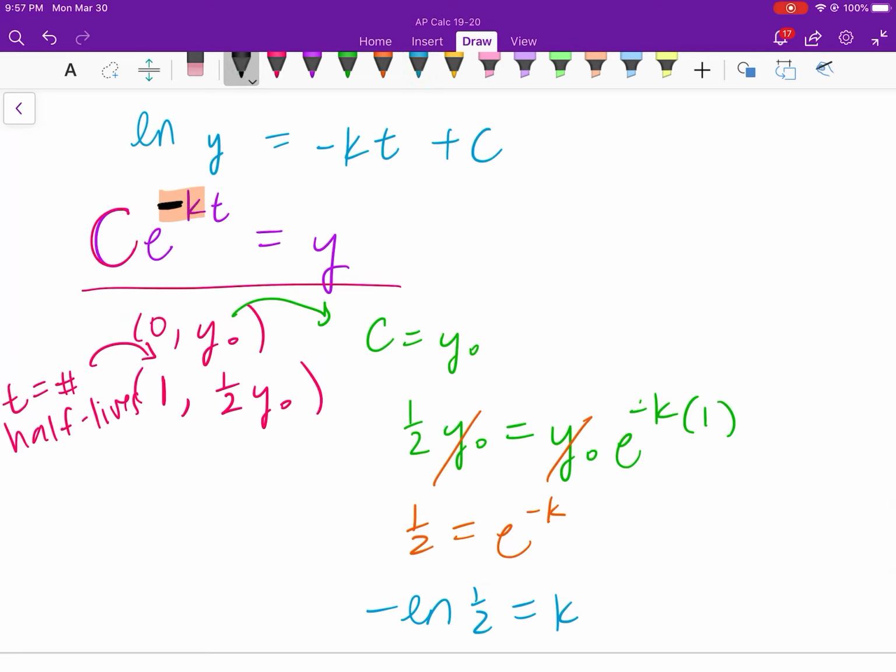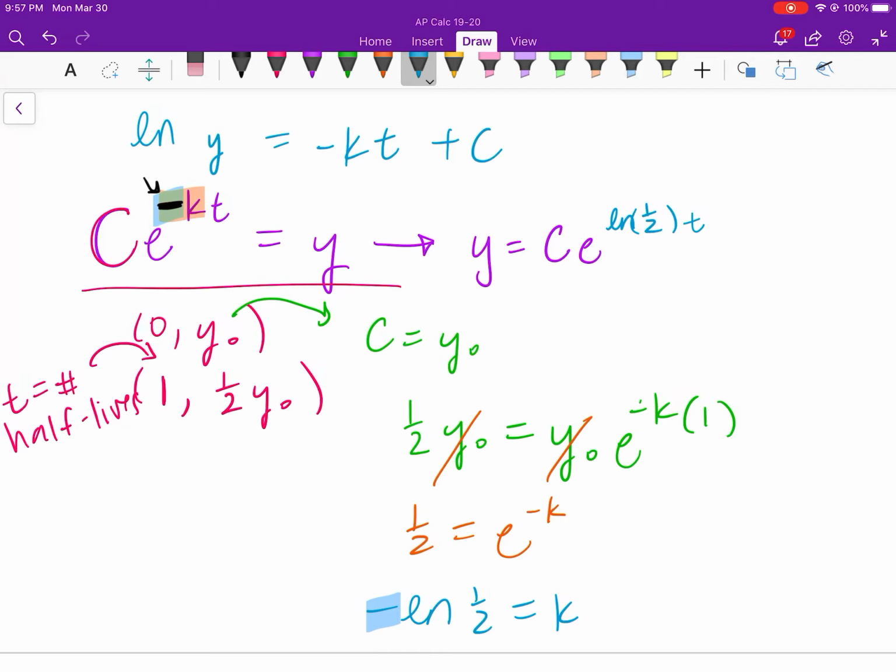Now here's the deal though. You had that negative in your equation to begin with. So if you found that your k value is negative, and then you also had the negative right there, when you plug in k, we get y equals ce to the negative natural log of 1/2 times t. So all we're left with is a positive in our exponent.